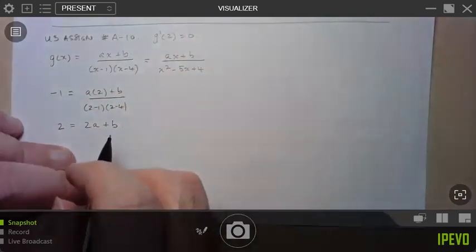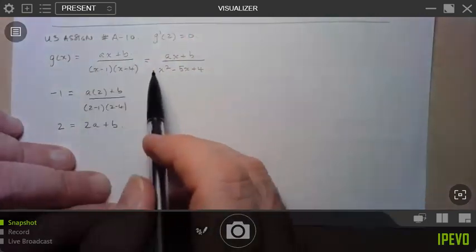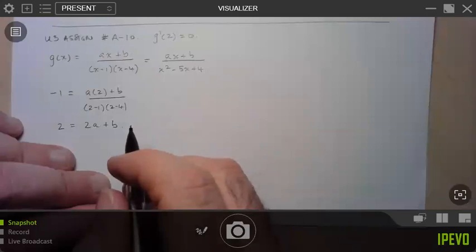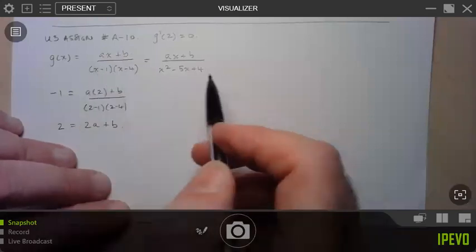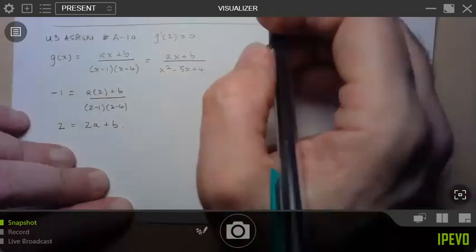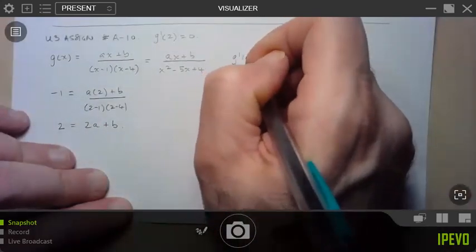Because when I'm taking the derivative of the denominator, I don't want to have to use the product rule, so I might as well just multiply it out. So let's take the derivative now.